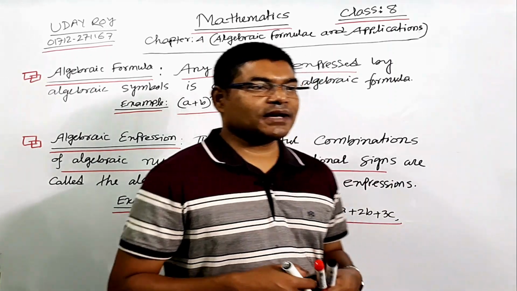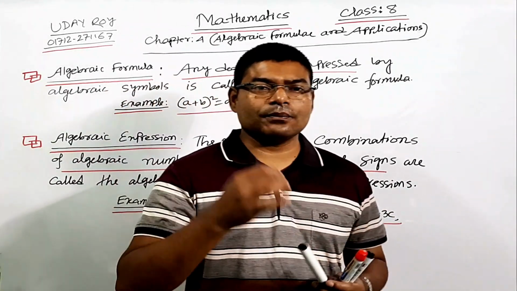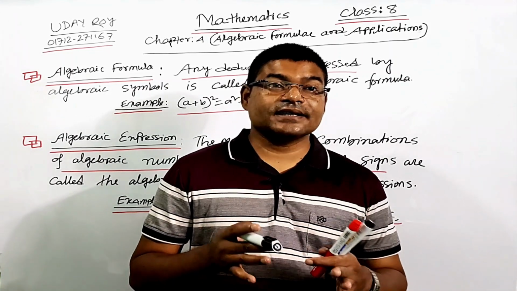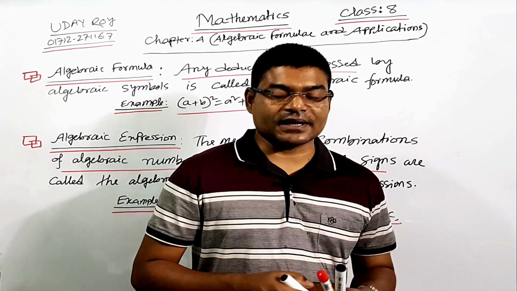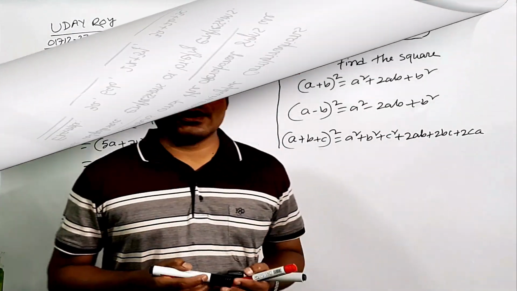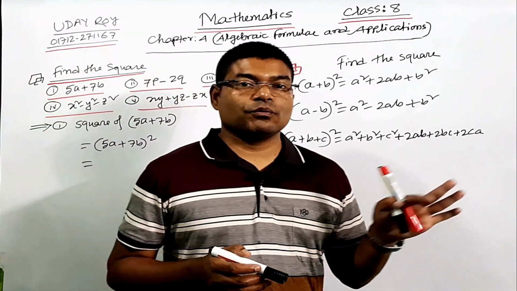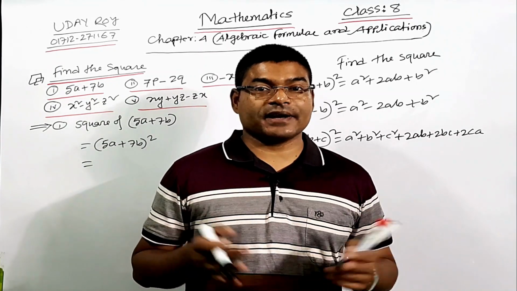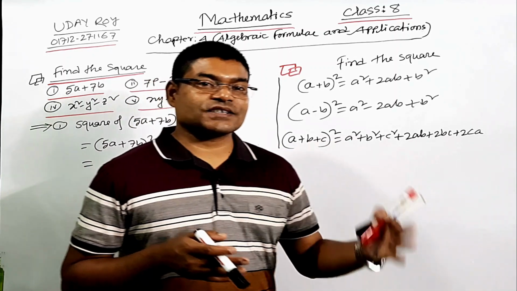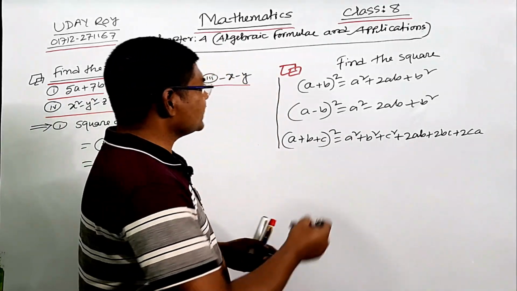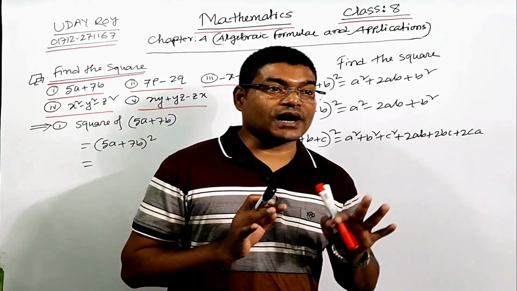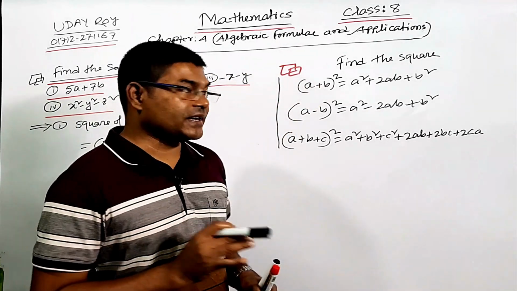Firstly we will solve a plus b whole square or a minus b whole square and a plus b plus c whole square type maths. Let's come back to both. You can see here already we have learned what is called formula and what is called algebraic expression. Now we have to find the square. If you can see find the square, you have to learn three formula here.